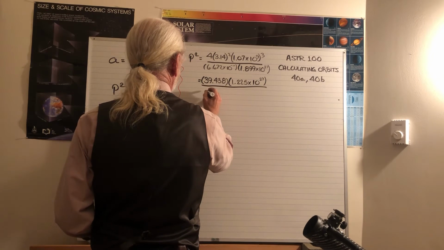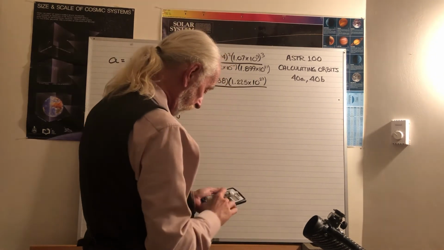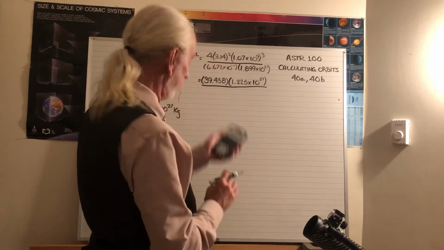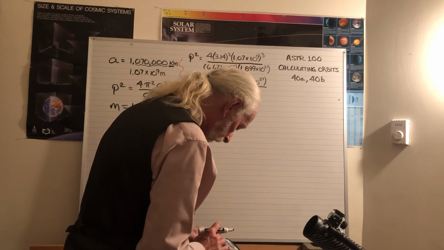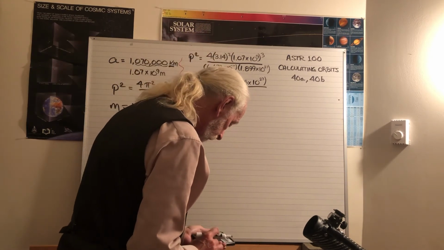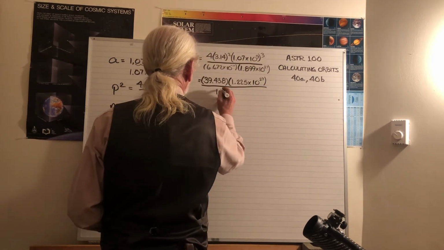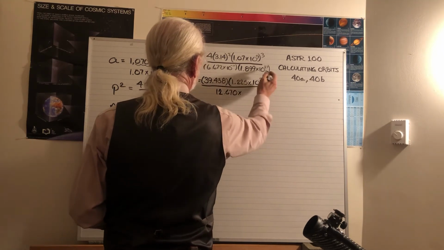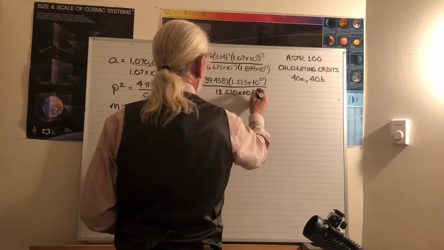And I'll go ahead and multiply these. 6.672 times 1.899. I got 12.670 times 27 minus 11, that would be 10 to the 16th.